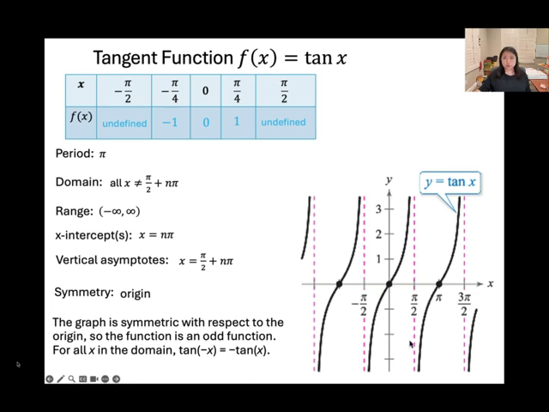I need you to know how to graph tangent x without using the calculator. Okay, and also you need to remember all the vertical asymptotes. For tangent x, the direction is increasing from the left to the right. Increasing from the left to the right. Okay, right?